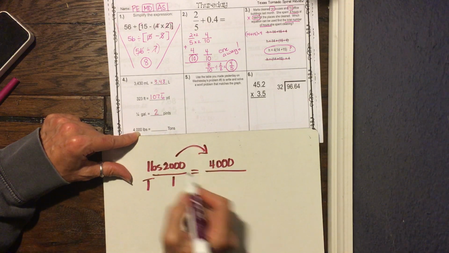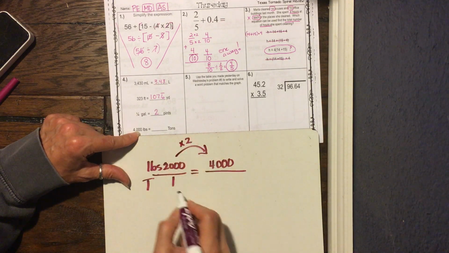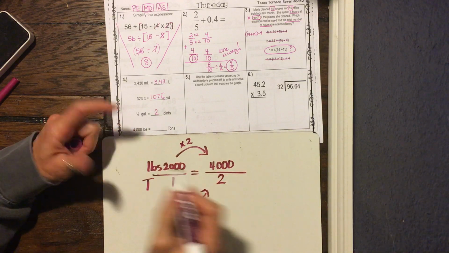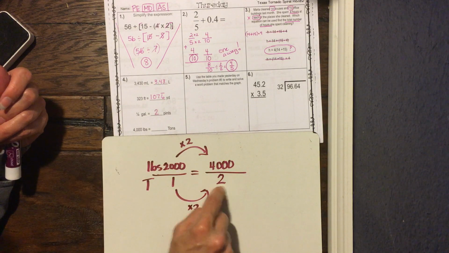So again, how did we get from 2,000 to 4,000? Well, we multiplied by 2. So if we multiplied by 2 here, we're going to multiply by 2 here. So that means our 4,000 pounds converts to 2 tons.